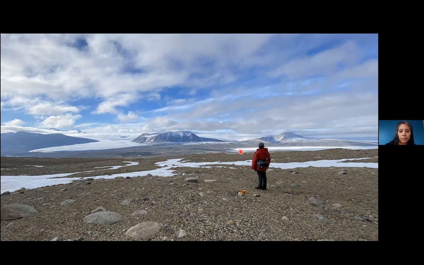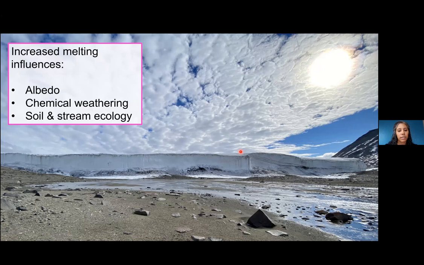So this is an environment where we have water and ice that's interacting with soils. We have lakes. We have ephemeral streams. We know that in this system, when you have increased melt, it's going to affect the albedo of the surface. We know that these soils are primed for chemical weathering because of the lack of liquid water that flows. So when we do have streams that flow, the rates of chemical weathering in these streams are extremely high. And this in turn influences our stream and soil ecology.